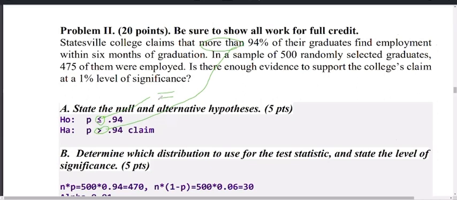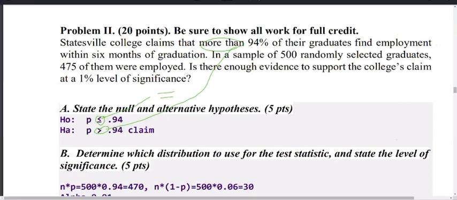I know that the sign in the alternative is going to be the complement of the one in the null, but in this class, I want you to be putting the equality sign. If that is taken, don't forget the equality sign.